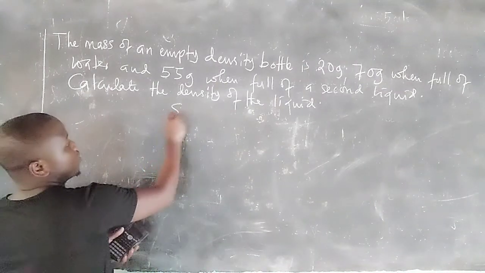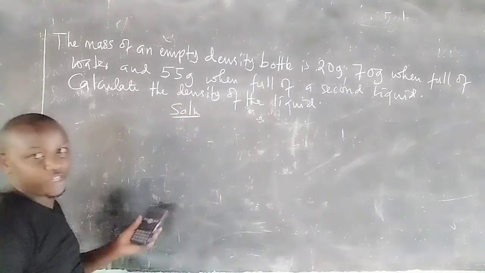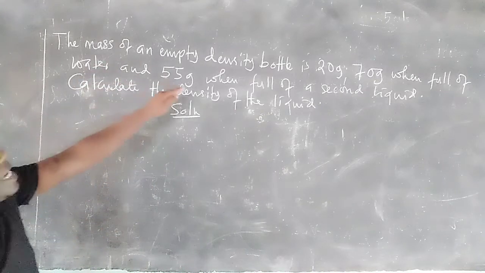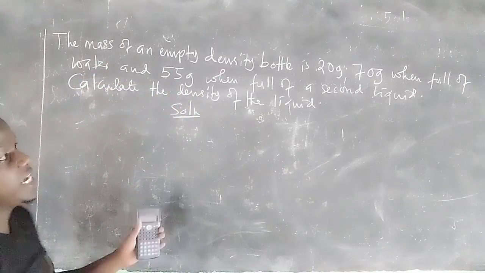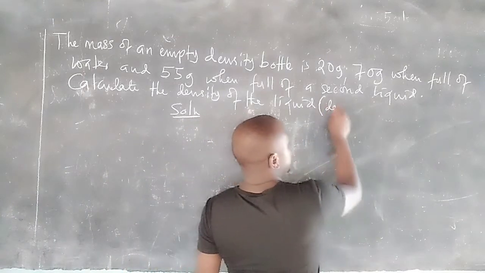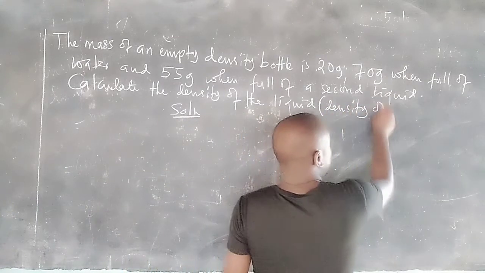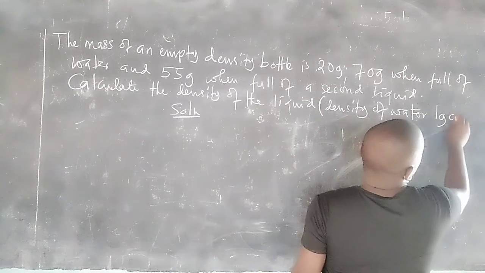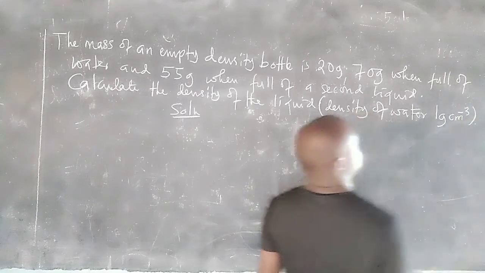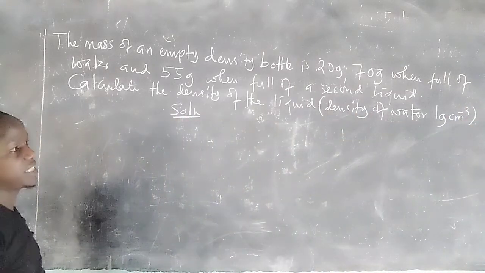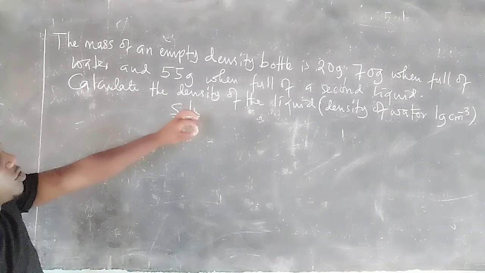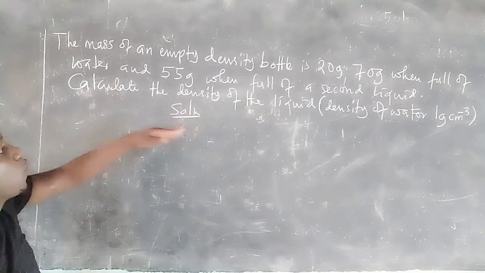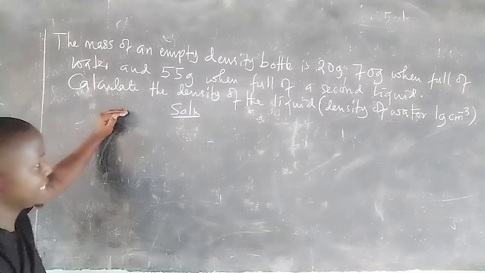Let's see how to go about a question of this nature. We are already given the mass of an empty density bottle. Okay, in brackets we can have density of water provided is 1 gram per cubic centimeter. So in this case, water's density is known, and we have a second liquid whose density is being determined.